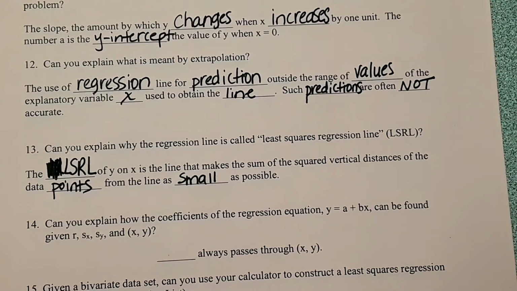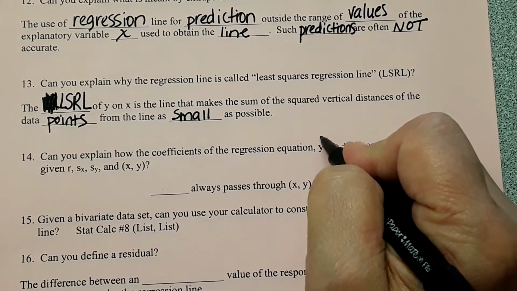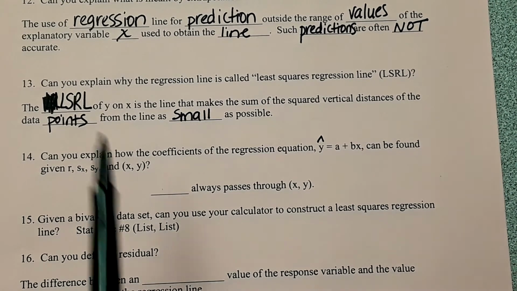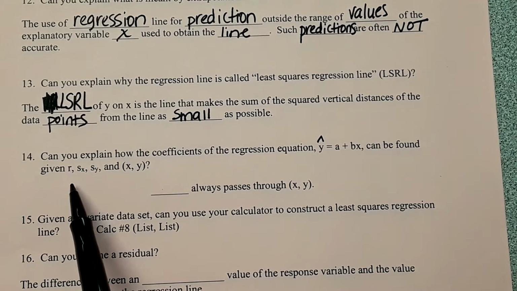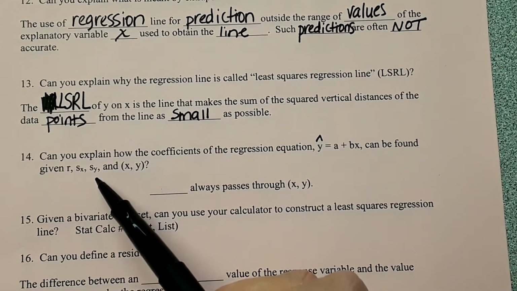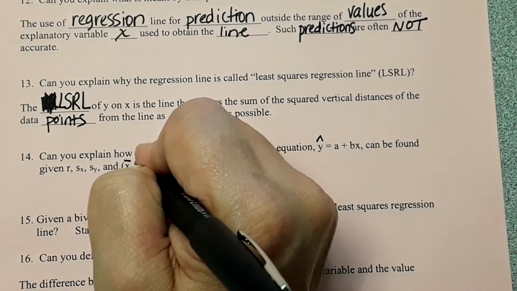People laugh at all of this all the time, but this should be y hat. So you should put a hat over the y. Yes, it is called y hat. It is the prediction value, okay? So y hat equals a plus bx can be found by giving the correlation, the standard deviation of the explanatory variable, the standard deviation of the response variable, and x bar, y bar.